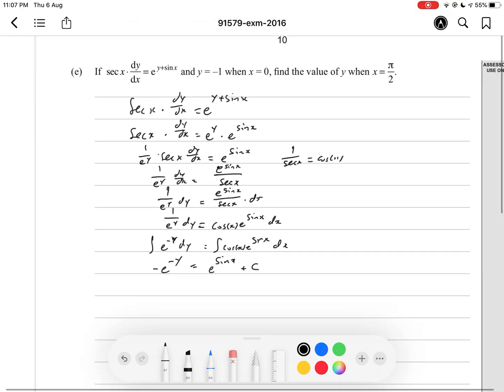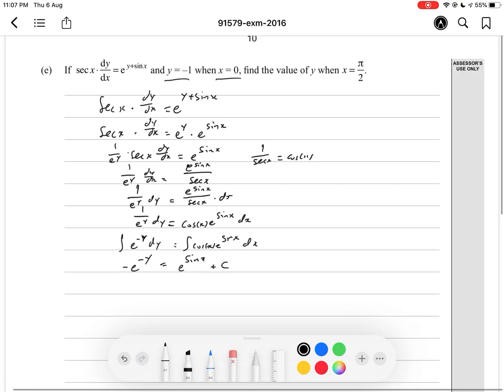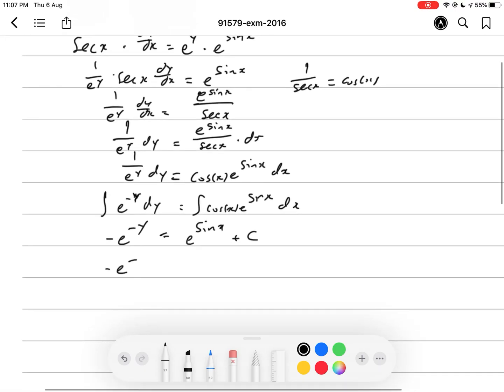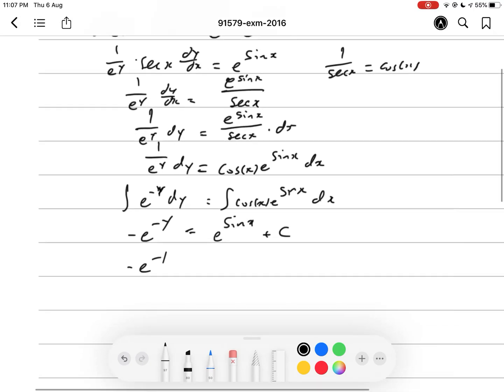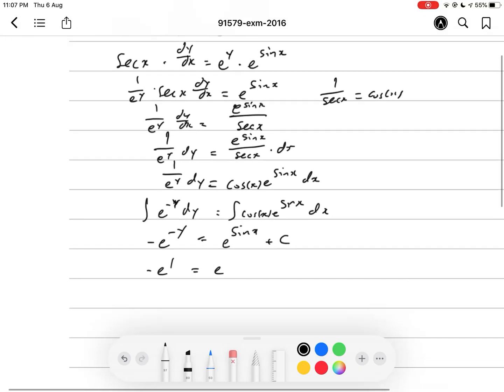Alright, so now we know that y equals -1 when x equals 0. So negative e to the power of -y, that equals negative e to the power of 1, that equals e to the power of sine of x plus c.